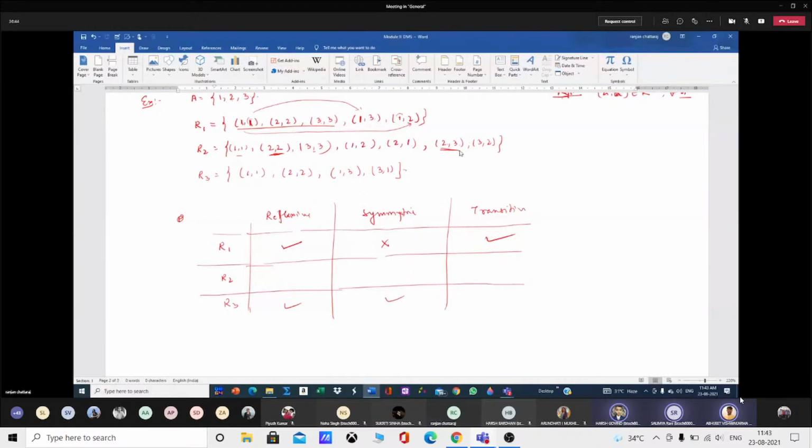Now I am marking R3. Sorry. What about this? Is it transitive? Just a minute. (1,1), (2,2), (1,1), (1,1).